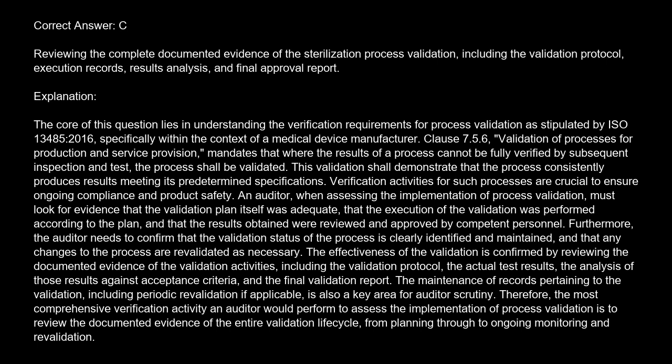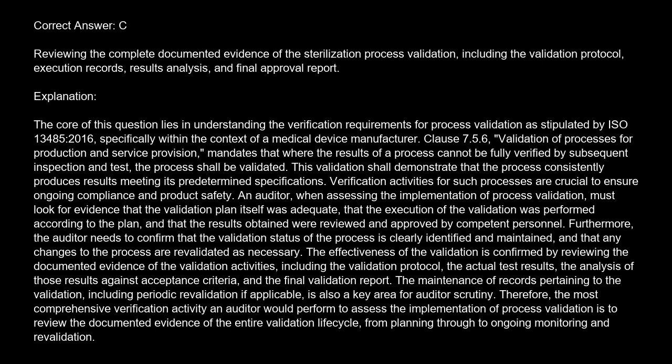An auditor, when assessing the implementation of process validation, must look for evidence that the validation plan itself was adequate, that the execution of the validation was performed according to the plan, and that the results obtained were reviewed and approved by competent personnel. Furthermore, the auditor needs to confirm that the validation status of the process is clearly identified and maintained, and that any changes to the process are revalidated as necessary.